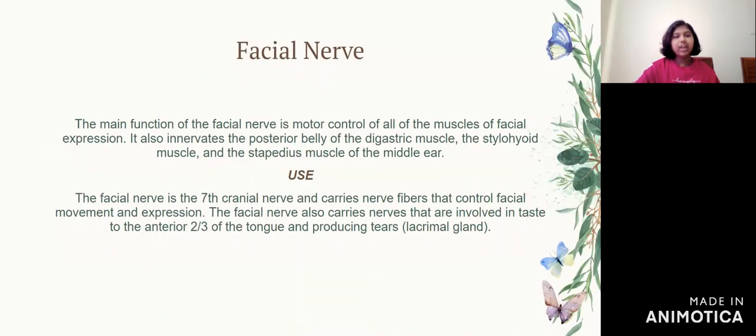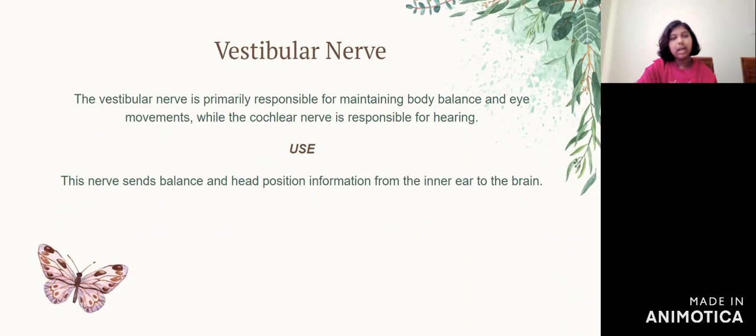Facial nerve. The main function of the facial nerve is motor control of all the muscles of facial expression. It also innervates the posterior belly of the digastric muscle and the stylohyoid muscle and the stapedius muscle of the middle ear. Use of the facial nerve. The facial nerve is the seventh cranial nerve and carries nerve fibers that control facial movement and expression. The facial nerve also carries nerves that are involved in taste to the anterior 2/3 of the tongue and producing tears.